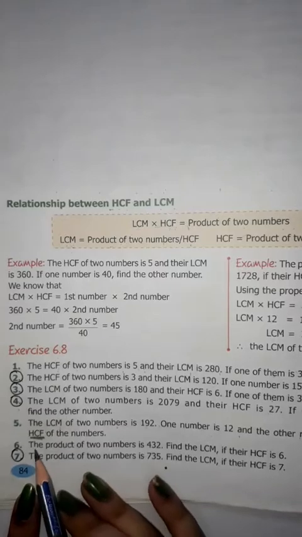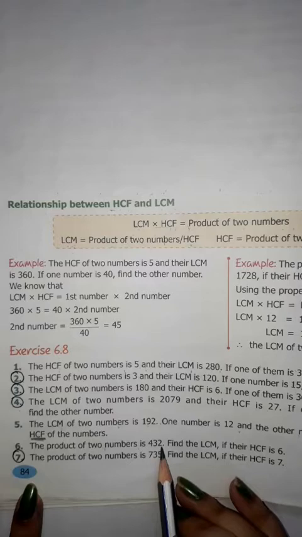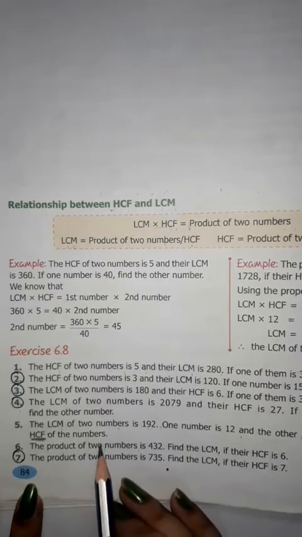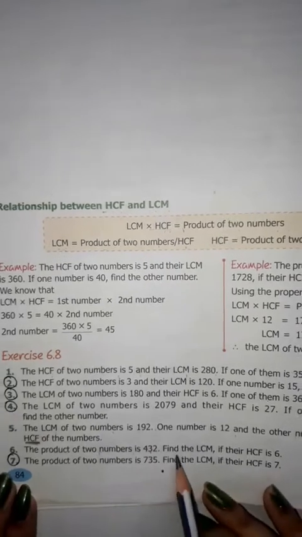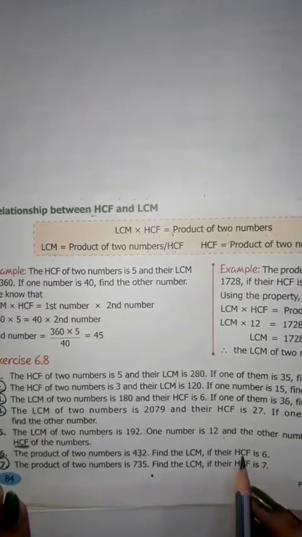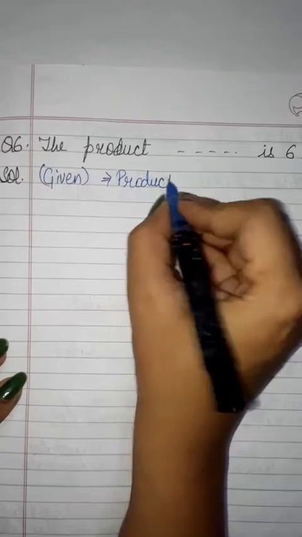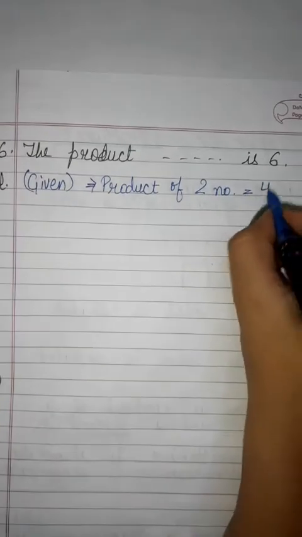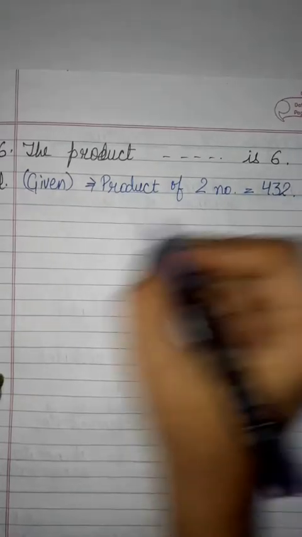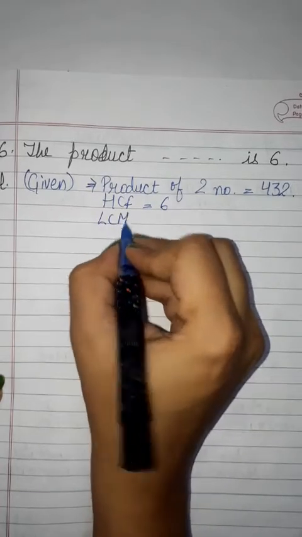Now children, see question number 6. The product of two numbers is 432. Now in this question, two separate numbers are not given. They have given the direct product of both. The LCM you have to find and the HCF is 6. See children, what is given in question number 6? Product of two numbers is given, 432. Then HCF is given, 6, and LCM you have to find.